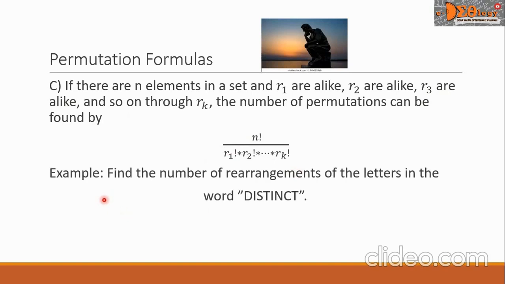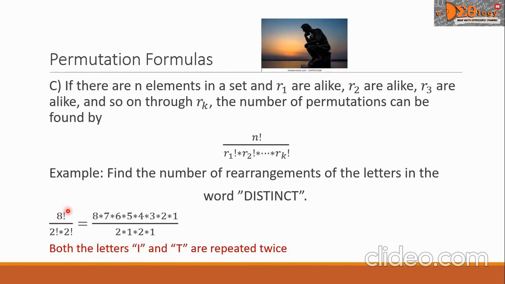Let us have an example. Find the number of rearrangements of the letters in the word distinct. So using this formula, we will write here 8 factorial, because the number 8 comes from the number of letters of the word distinct. Now in the denominator, we have 2 factorial times 2 factorial because both the letters I and T are repeated twice. So let us simplify this.